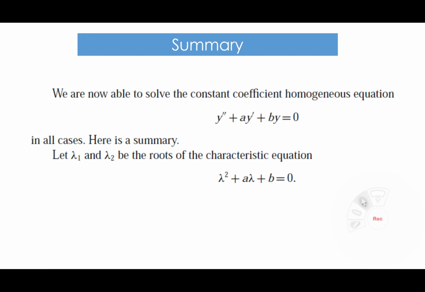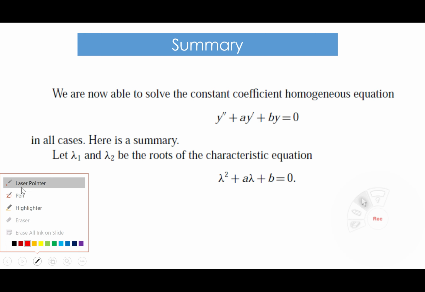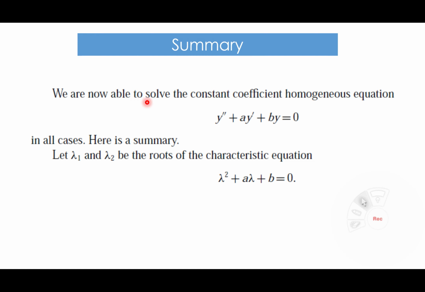Okay, let's summarize what we have said up till now. As you can see, we are now able to solve the constant coefficient homogeneous equation y double prime plus ay prime plus by equal to 0. We understand now why we call this constant coefficients, because we have the constant coefficients here, a and b. In all cases, here is a summary, okay? We can solve it in all cases.